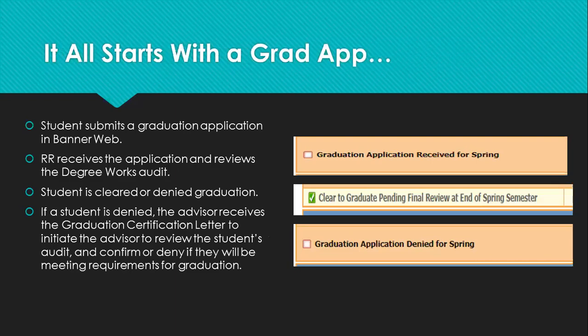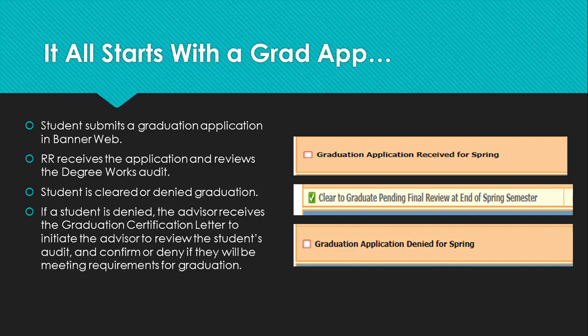So, okay, to start off with our grad app. We obviously appreciate when students submit the graduation application through BannerWeb. That's kind of the starting point for the grad certification process. Students can do that through BannerWeb. There's instructions on the registration records website on how they can do that. It's very simple and straightforward.